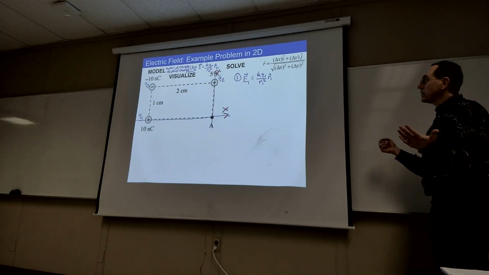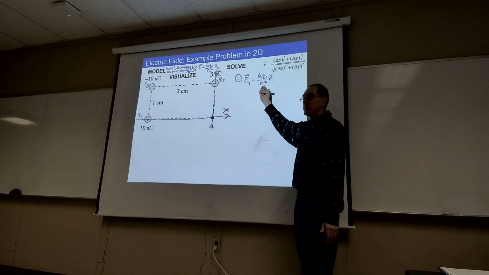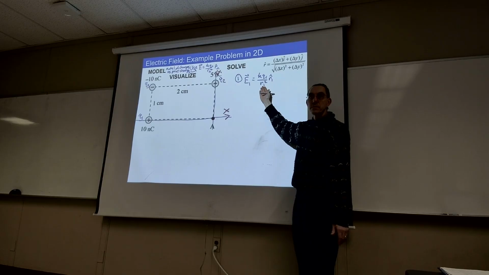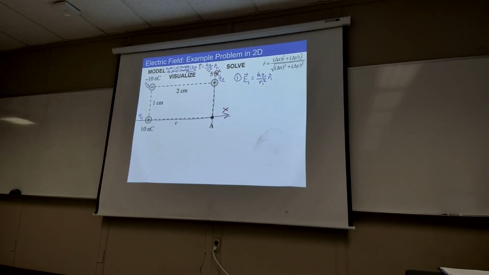To calculate that, I need to know all the various things. I know Q1. Do I know R1? R1 is the distance between the two. Yes, we do. That's going to be 2 centimeters. And then, do we know R1 hat? We can find it. It's not given in the problem, so let's find it.